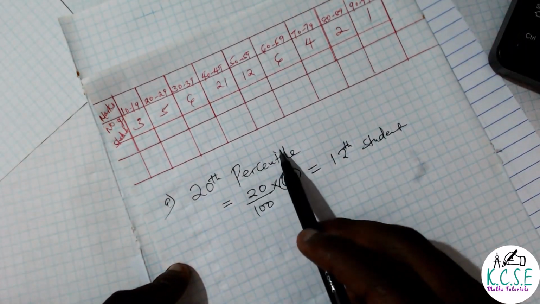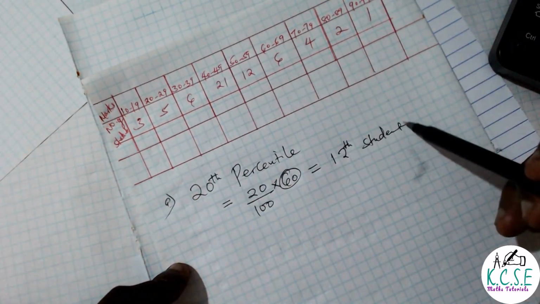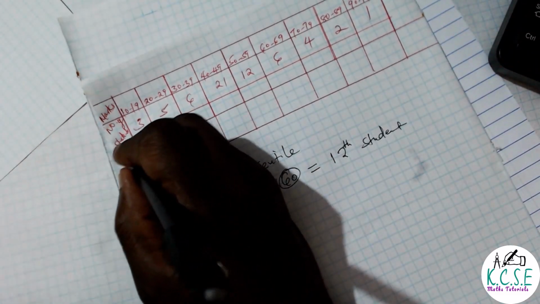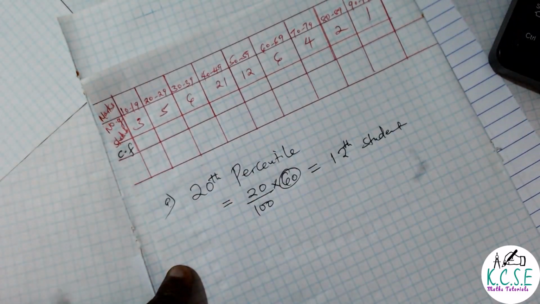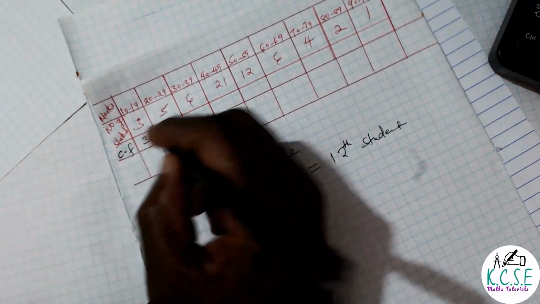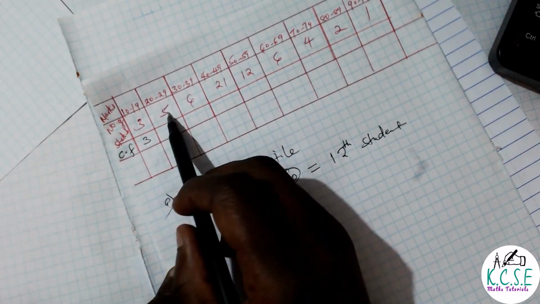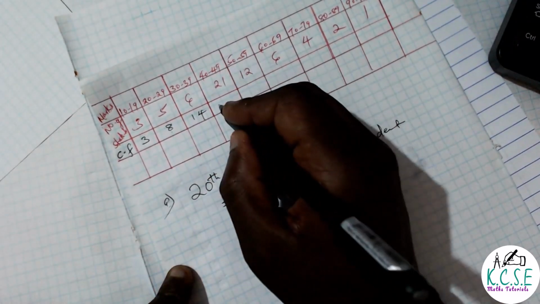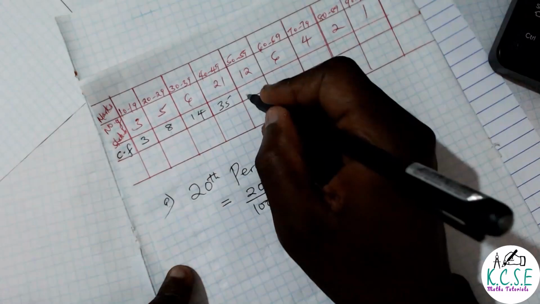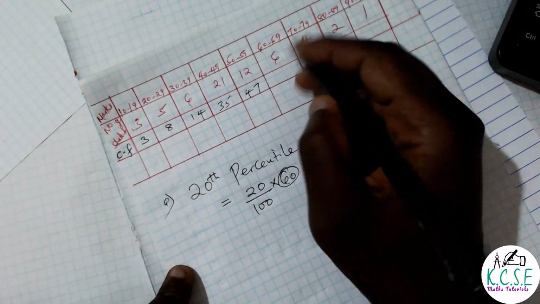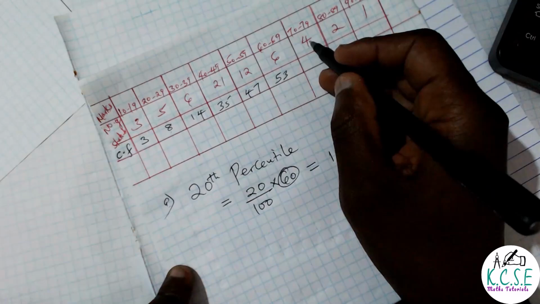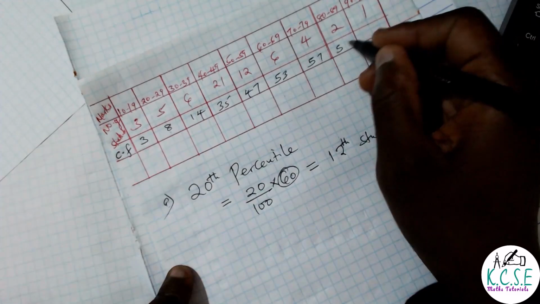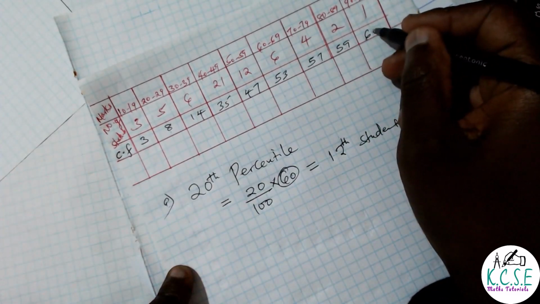So we identify where the 12th student will be. To do that, we will have to create another column of cumulative frequency. This is how we get it. The first one is 3. Then we go adding these. 3 plus 5, we get 8. 8 plus 6, you get 14. 14 plus 21, you get 35. 35 plus 12, you get 47. 47 plus 6, you get 53. 53 plus 4, you get 57. 57 plus 2, you get 59. Then 59 plus 1, you get 60. Total number of students is 60.